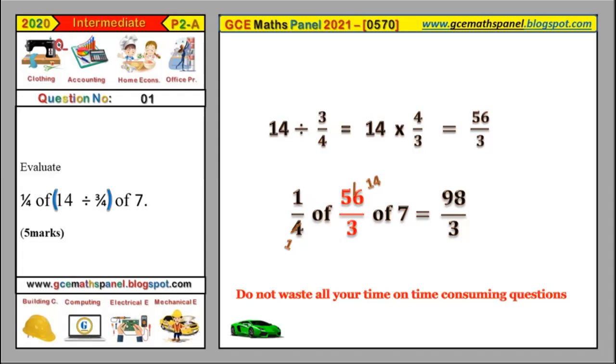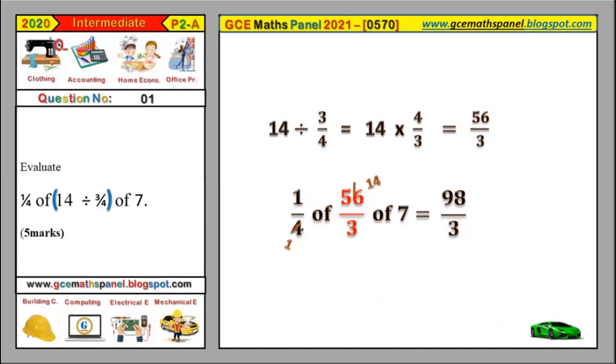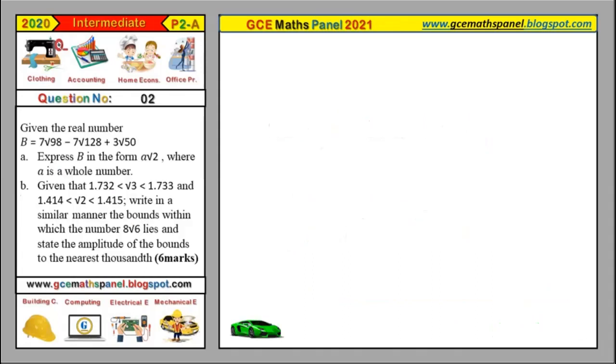Question number 2. We have, given the real number b equals that, express b in the form a root 2. To express this number in the form a root 2, and the b part of the question is saying that if root 3 lies in that interval and root 2 in that interval, write in a similar manner the bounds within which the number 8 root 6 lies, and state the amplitude and the bounds to the nearest 1,000.